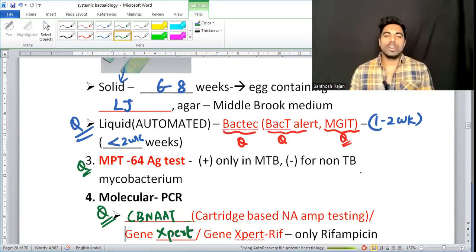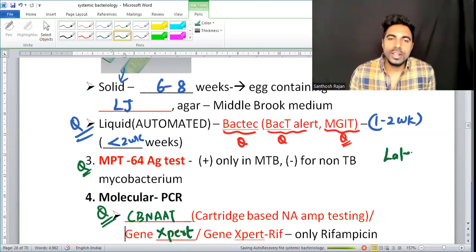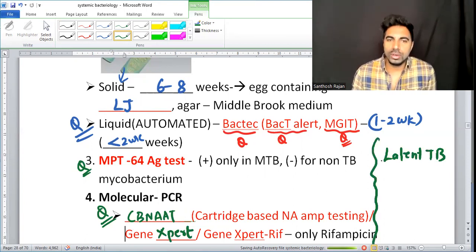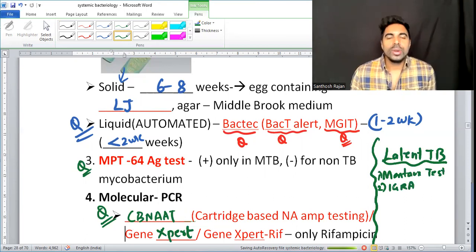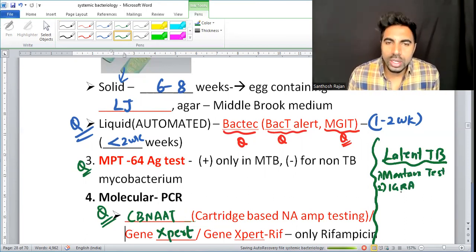And I forgot to tell about latent TB. In latent TB, when the TB is not active, at that time you can do two tests. One is your Mantoux test and the other one is your IGRA, interferon gamma release assay. That is the IGRA test.